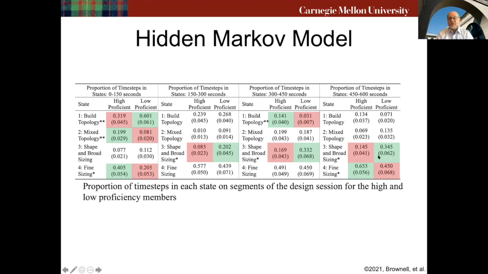If we look at the last quartile, we see something a little bit different. They're not exploring the topology as much, but we do see the high proficiency members are spending much more time fine-tuning their design, whereas the lower proficiency are still exploring the shape and broad sizing. So it's this phenomenon of searching, but then finding a simpler design to key in on.